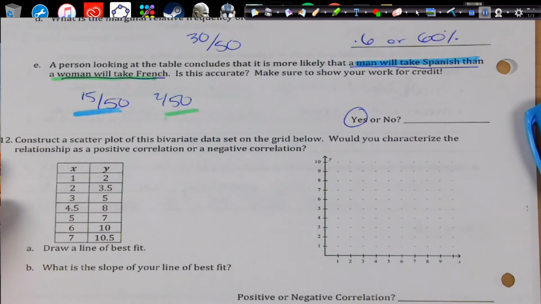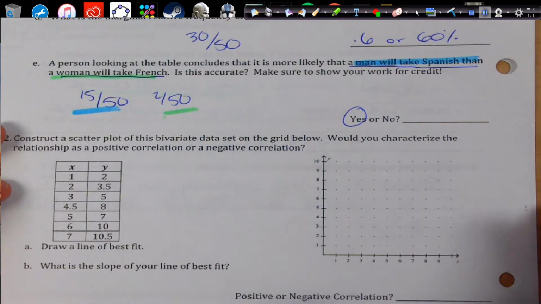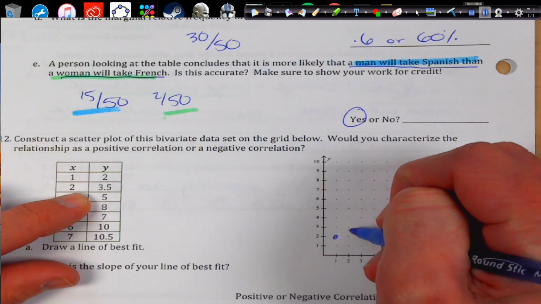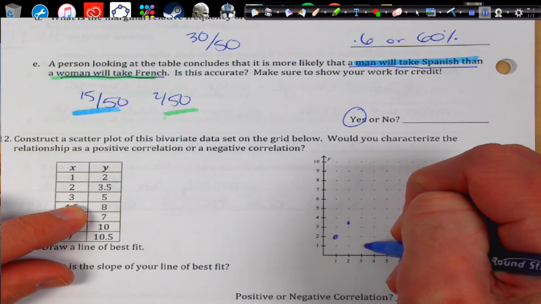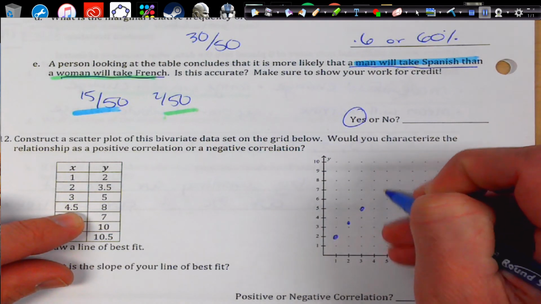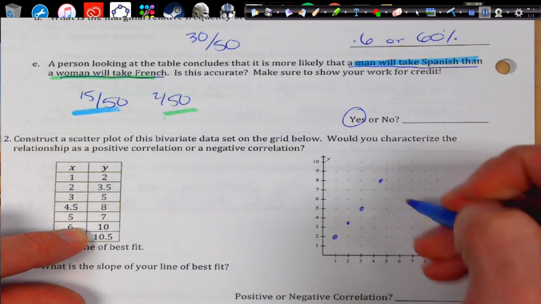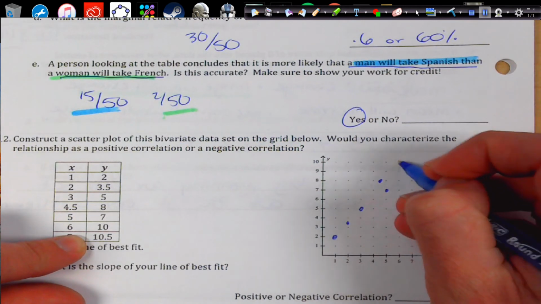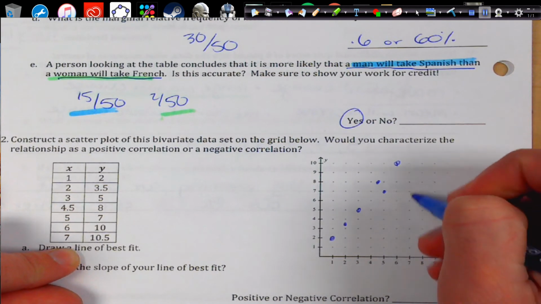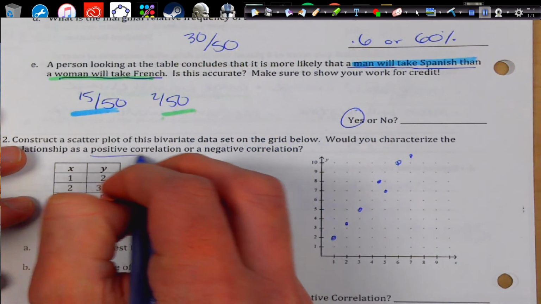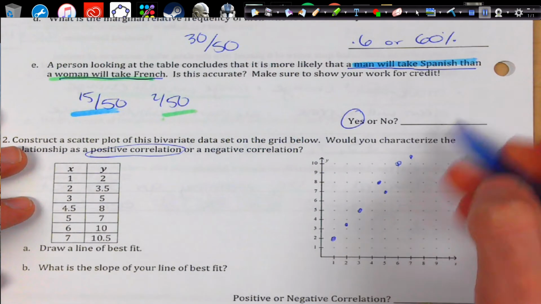Construct a scatter plot of this bivariate data on the grid below. How would you characterize the relationship, positive or negative? It has everything here. So 1, 2, 2, 3.5, 3, 5, 4.5 comma 8, 5 comma 7, 6 comma 10, and 7, 10.5. Okay. Negative or positive? Are you kidding me? Positive. It's going up as it goes from left to right.